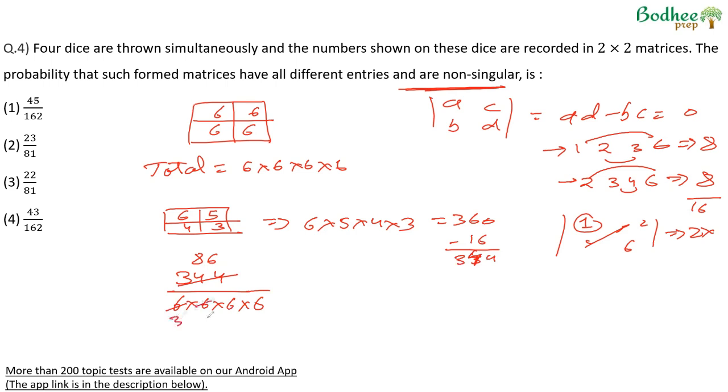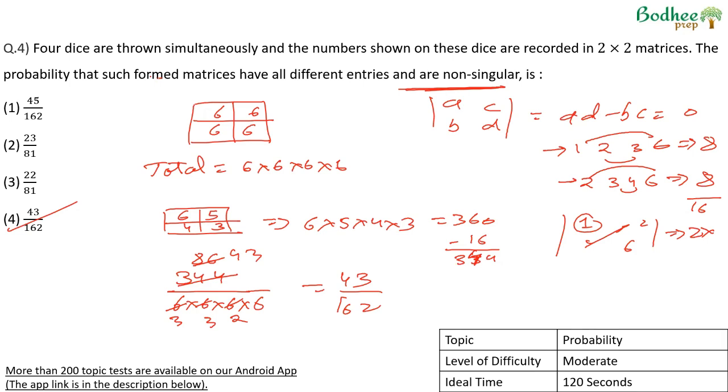Divide by 4, 3 and 3 are left. 43. Who is left? And therefore the overall answer will come out to 43 by 162. Option 4. Again, in terms of level of difficulty, definitely not an easy question.